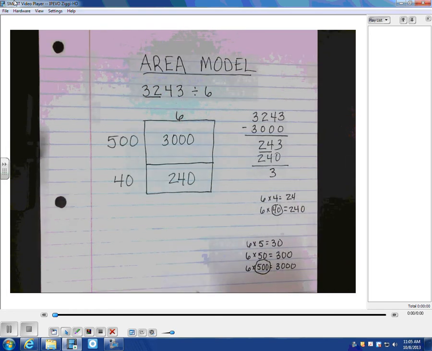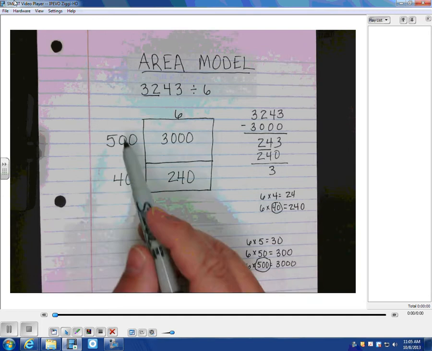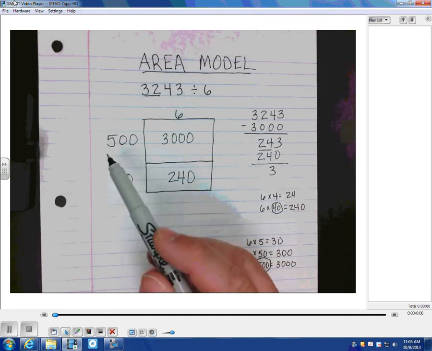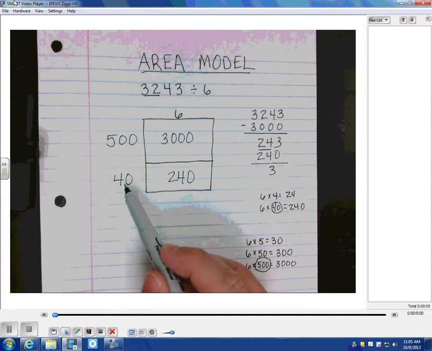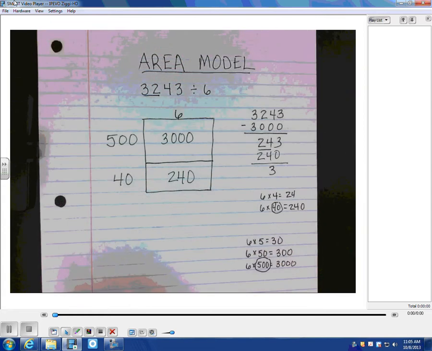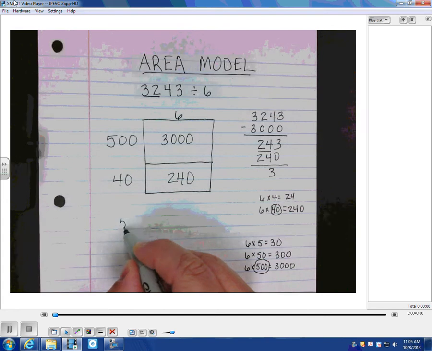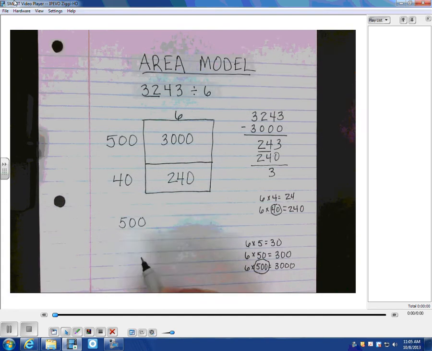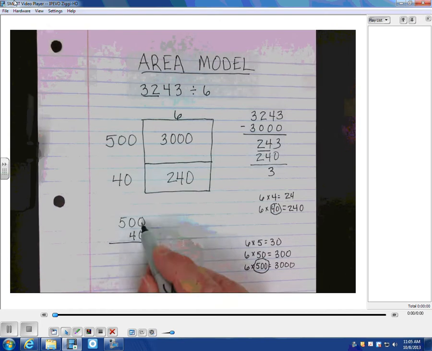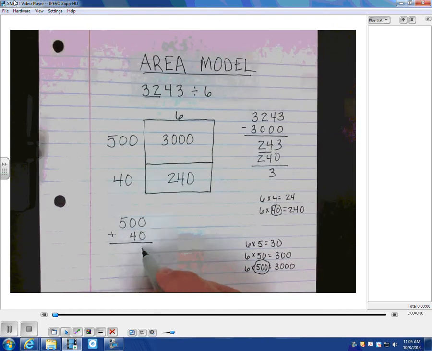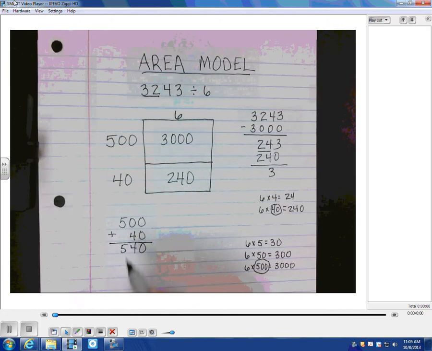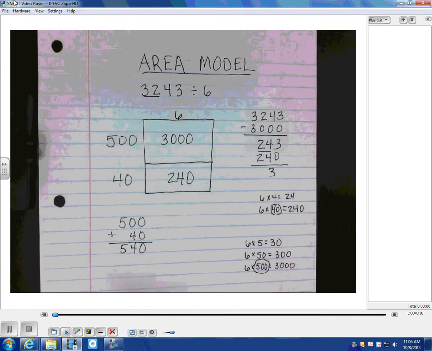Okay? So now what I need to do is add up these numbers over here. Now 500 plus 40, I know you can do that in your head. But if this was a more complex problem, the most important thing when you're adding these numbers up is that you are lining the numbers up properly. Okay? So 0, 4, 5. That's the correct way to line your numbers up.